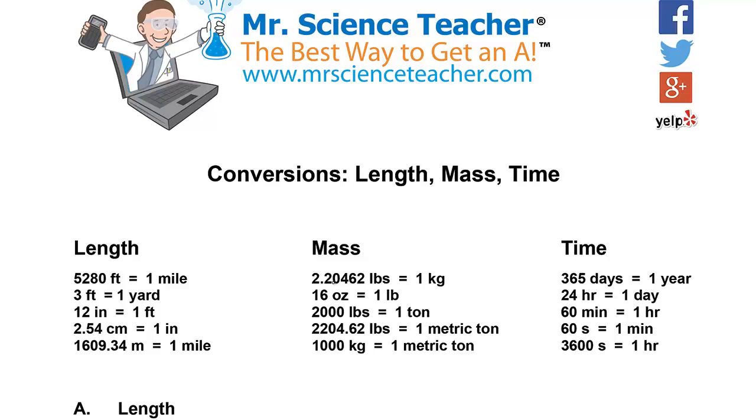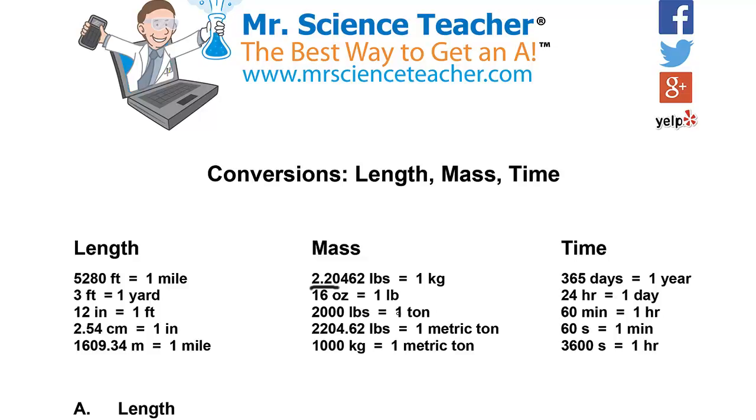There are 2.20462 pounds in 1 kilogram. Usually we do pretty good by just taking an estimate of 2.2. 2.20462 pounds per kilogram. 16 ounces in 1 pound. 2,000 pounds in a ton.